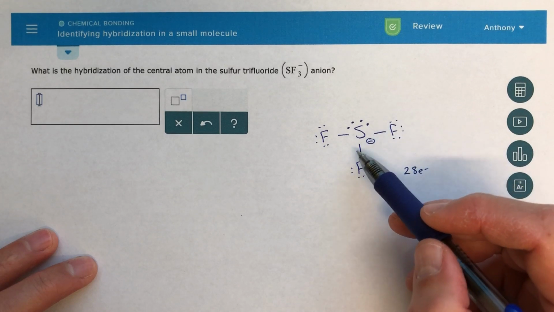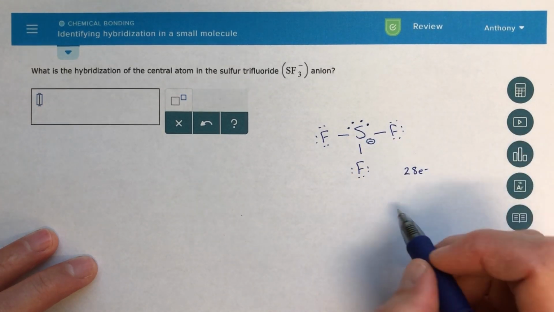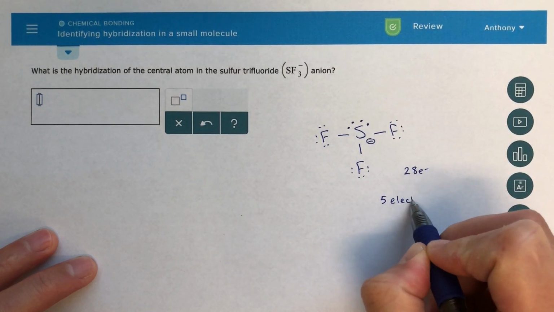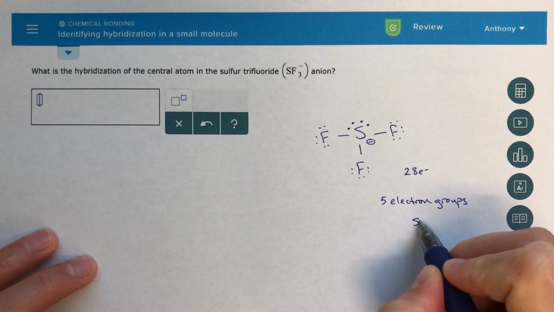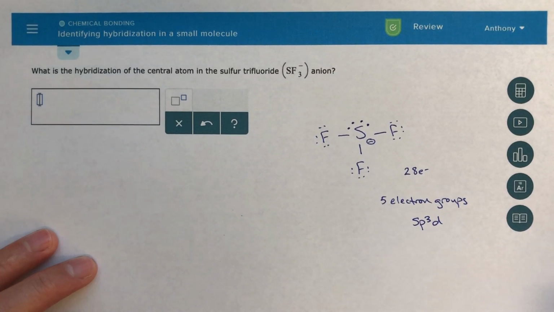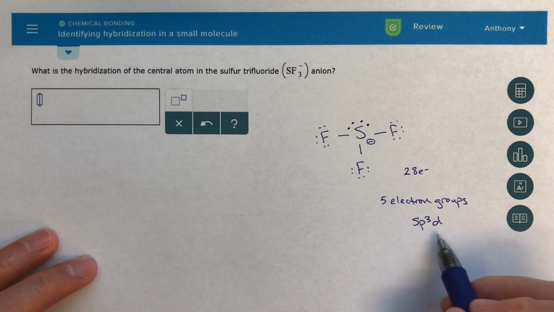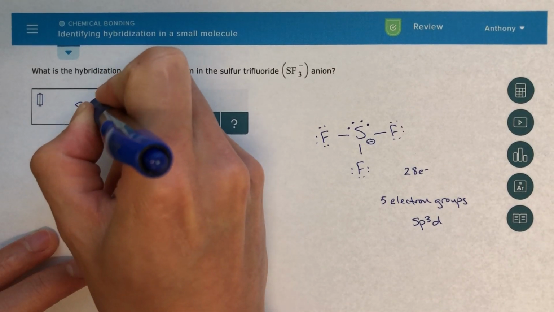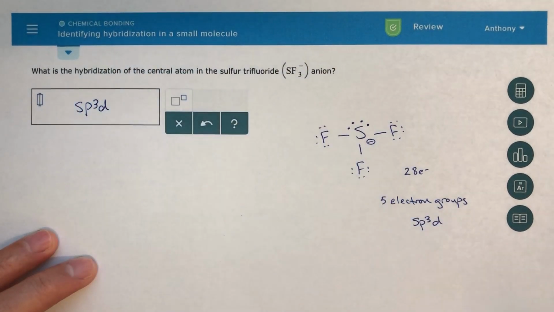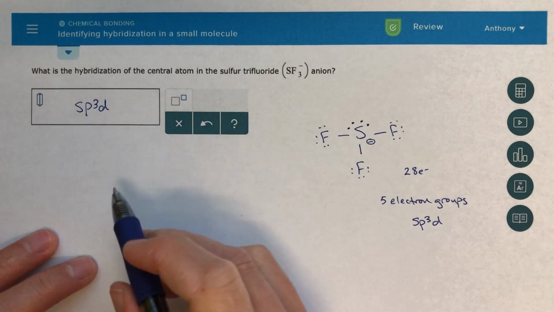And I've got 1, 2, 3, 4, 5 different electron groups. 5 electron groups. Therefore, it's going to be sp3d as the hybridization. Again, I'm going to fill in however many electron groups I need. So sp3d is my answer there.